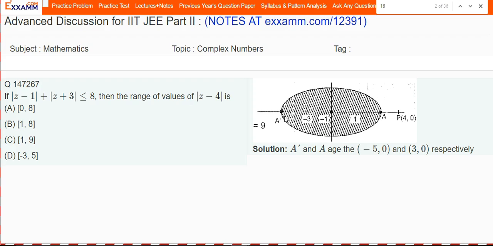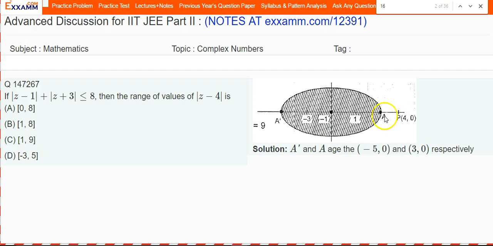So now we have been asked to find the range of values of modulus of z minus 4. So what is point 4? It is 4, 0. And what is modulus of z minus 4? z is a point on the ellipse, anywhere on the ellipse or inside it. It may be here, it may be here. So all these points.